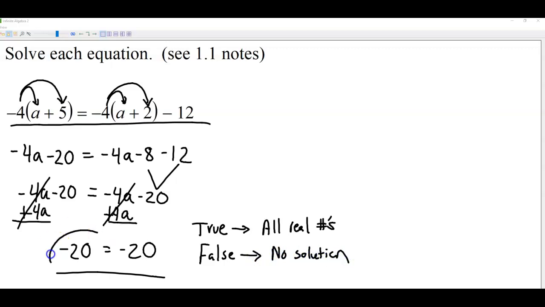So in this case, is this a true statement? Negative 20 is equal to negative 20? Yes, it is. That's a true statement. So my answer is all real numbers. So in other words, a can be anything.